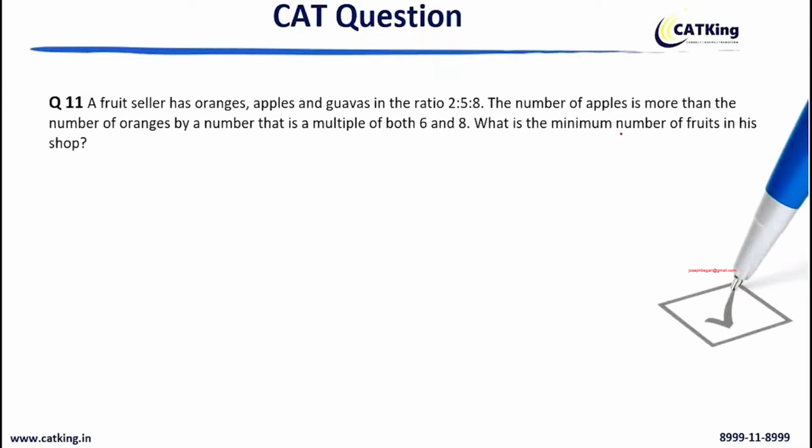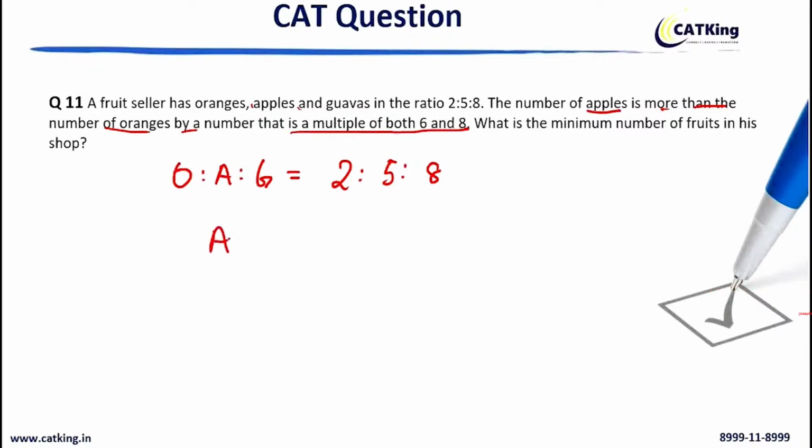Okay, I hope you have tried it out and you are also making the notes sideways. A fruit salad has oranges, apples and guavas. Oranges to apples to guavas is given as 2 is to 5 is to 8. Correct? The number of apples is more than the number of oranges by a number that is a multiple of both 6 and 8. So apples is more than oranges by how much?